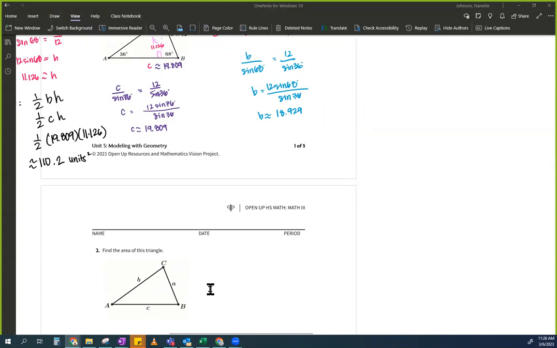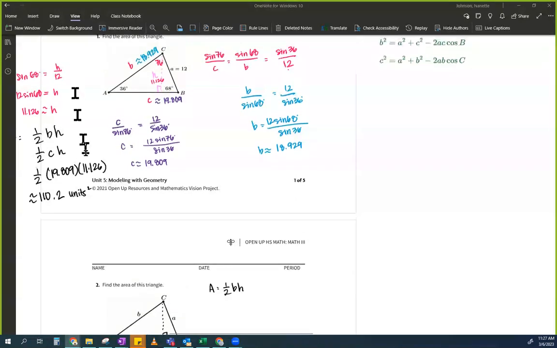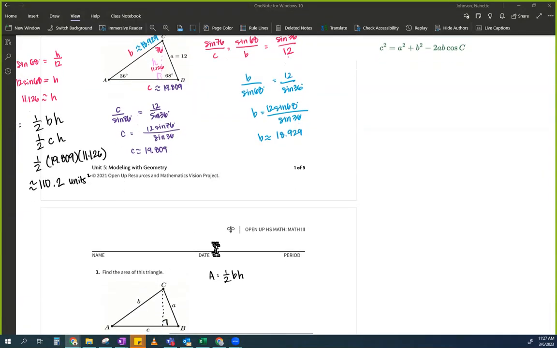Someone in here asked, hey, can I use this formula that my brother in college uses? Absolutely. But here's where the formula comes from. Do you all agree with me that the formula to find the area is half times base times height? Is everybody comfortable with that? So over here, you guys told me how to find this height, right?